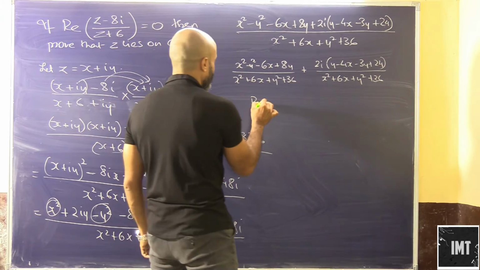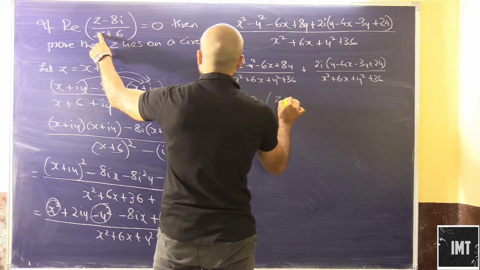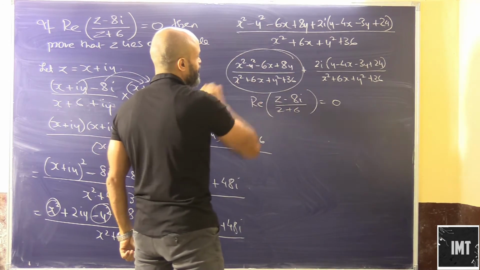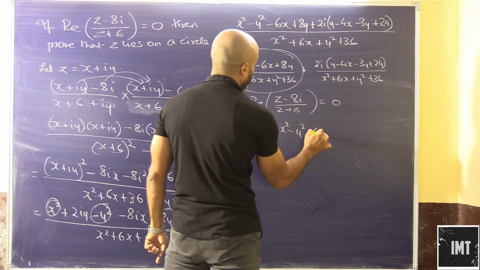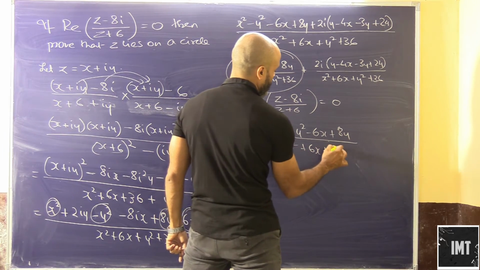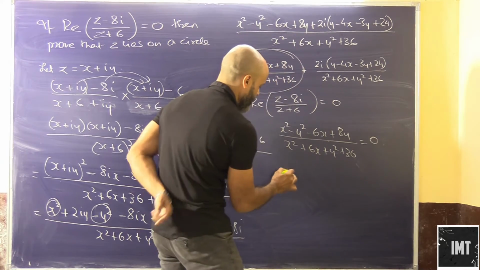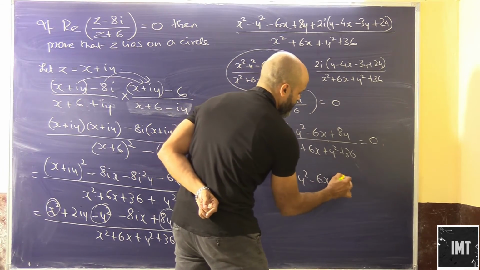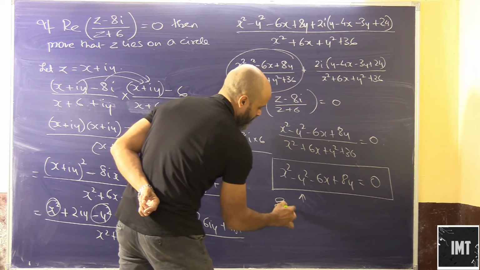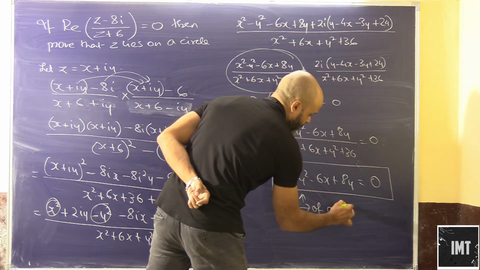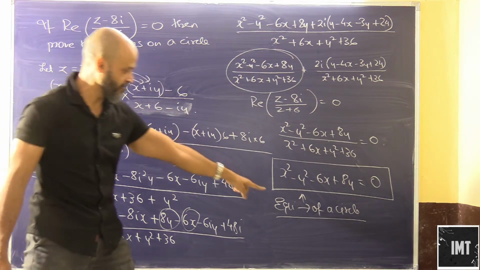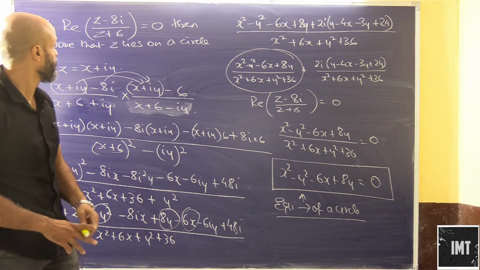Now we have the real part of this as 0. Real part of z minus 8i by z plus 6 is equal to 0, which means this part is equal to 0. So x square minus y square minus 6x plus 8y upon x square plus 6x plus y square plus 36 is equal to 0, which means x square minus y square minus 6x plus 8y is equal to 0, and this is equation of a circle. This is basically equation of a circle. Okay, z lies on a circle, so this is equation of a circle.